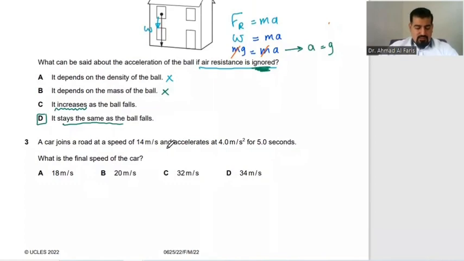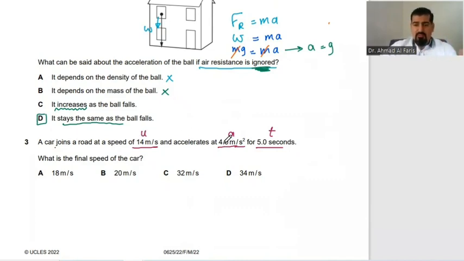Next, what do we have here? We have a question that says a car joined a road at a speed of 14 meters per second, this is u, 14 meters per second, and accelerates at 4 meters per second squared for how long? For 5 seconds. So a car enters a certain road with a certain speed, an initial speed u equal to 14 meters per second, and there is acceleration.